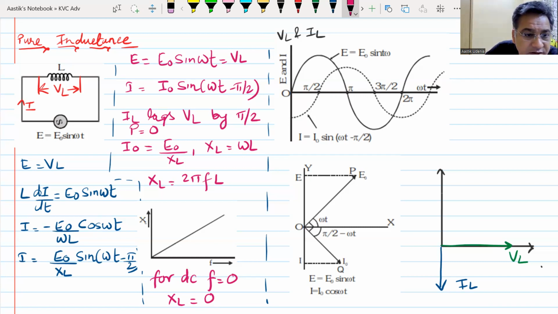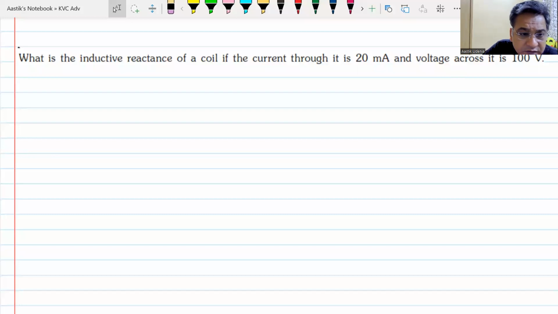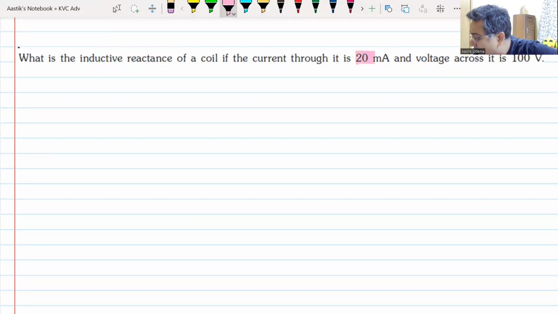Let me give you a couple of problems on this so that I'm happy that you understand it. This is the first one. What is the inductive reactance of a coil if the current through it is 20 milliamp and the voltage across it is 100 volt? Remember, whenever any current or any voltage is given, which value of the current or which value of the voltage is given?